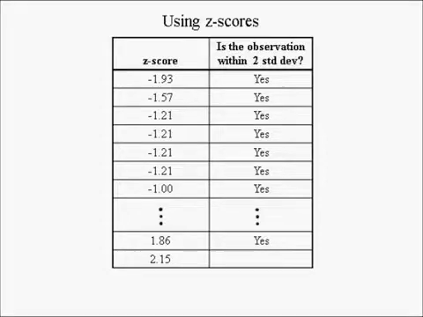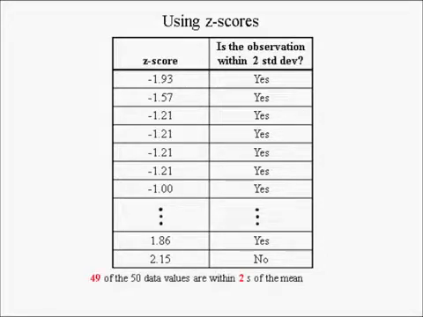The 49th observation is within 2 standard deviations from the mean because its z-score is 1.86, which is less than 2. Everything between it and the 7th is within 2 standard deviations as well because the data are in ascending order. The 50th observation is not within 2 standard deviations of the mean because its z-score is 2.15, which is greater than 2.